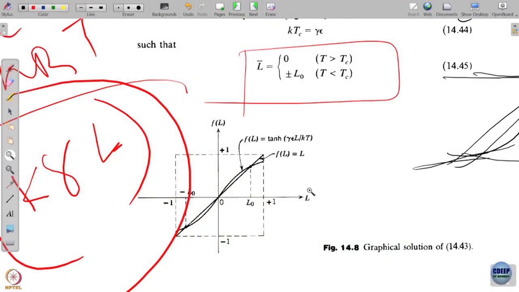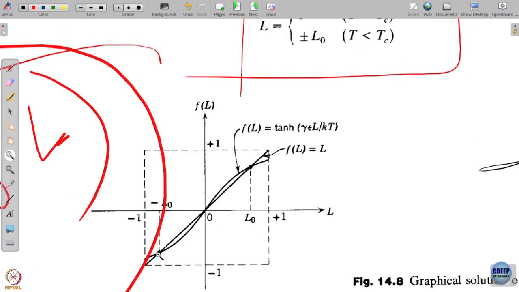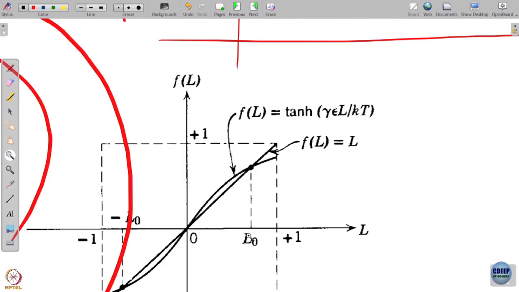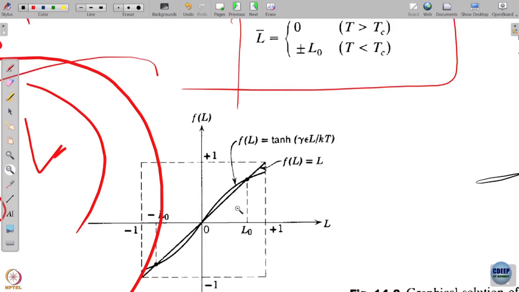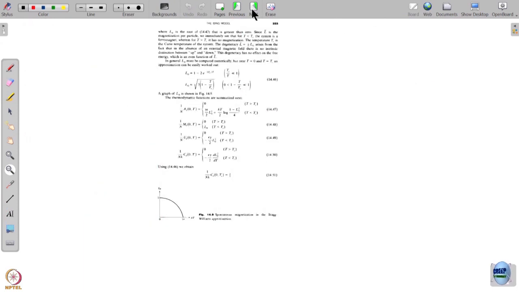Let me see if I can get it a little bit up. There should be a cursor here. Okay. This line is selecting where L becomes equal to tanh L. This straight line is L versus L, and this is the tanh. You know the tanh very well, because tanh curves are like this, right? And these are the solutions where they meet, that is L naught, the plus and minus solutions. So this works out beautifully. Next, let us go to the next page.